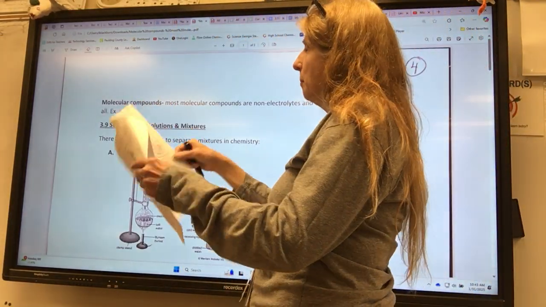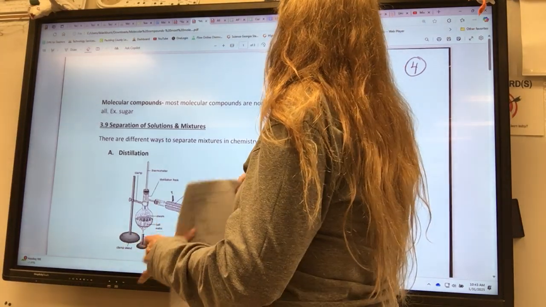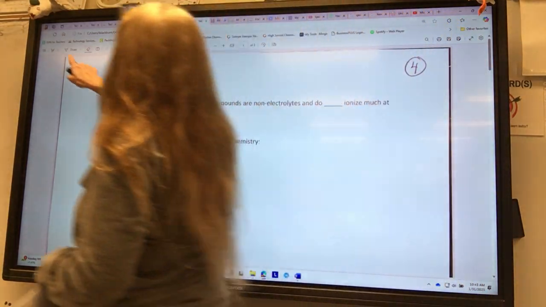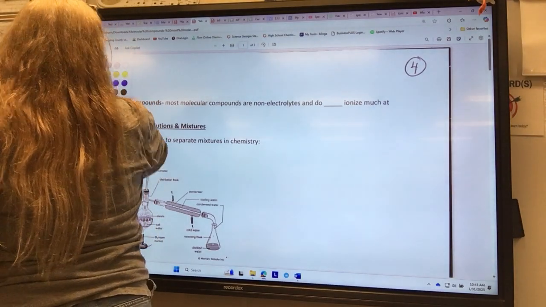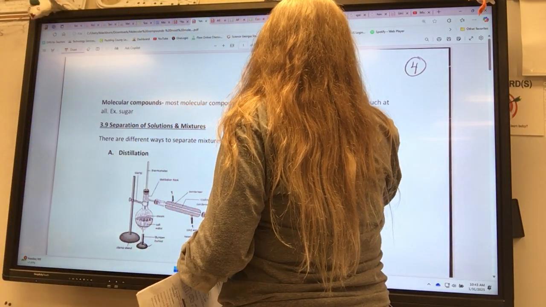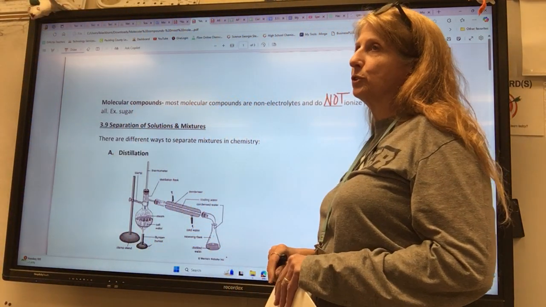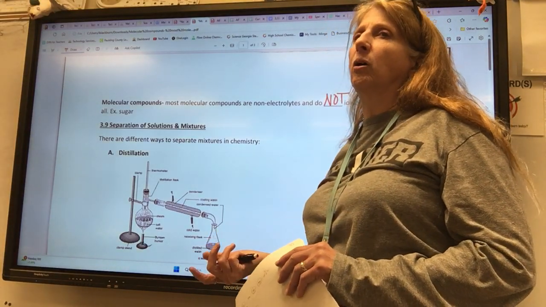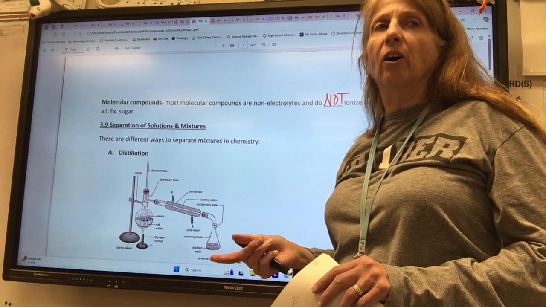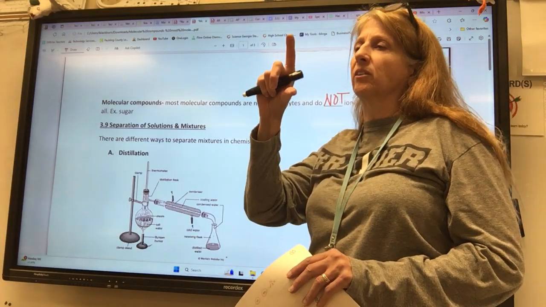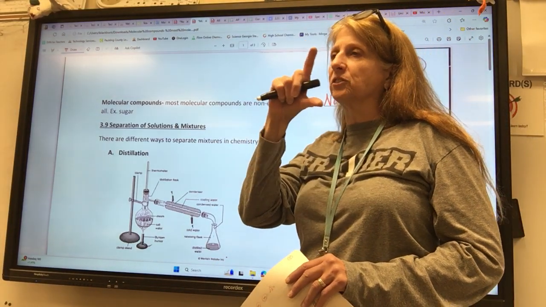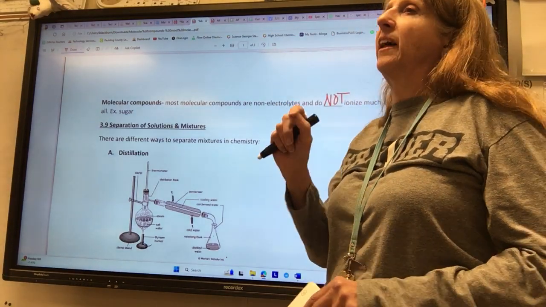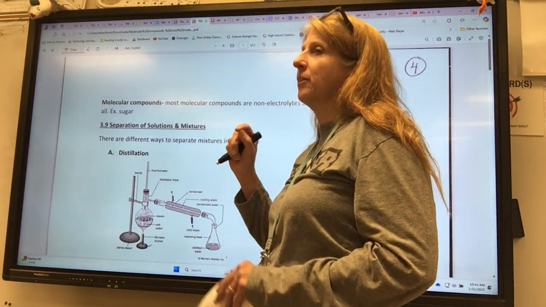Okay, molecular compounds. Most molecular compounds are non-electrolytes and do not conduct electricity. Example, sugar. And we did a lab in honors where we did sugar in water and salt in water, and the salt in water conducted electricity, and our little conductivity testers lit up, and the sugar didn't. In Corn's class, did y'all do that lab? You think you did? Good.